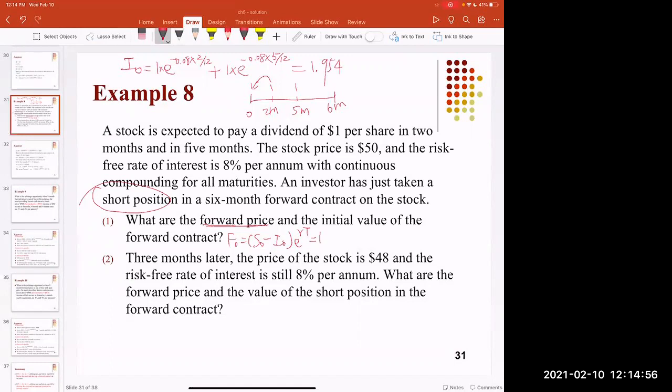So the forward price at time 0 should be calculated by the spot price 50 minus the present value of income 1.954, and then we do continuous compounding, which is interest rate 8% and T is the 6 months contract, so 6/12. So you can find the forward price at time 0.